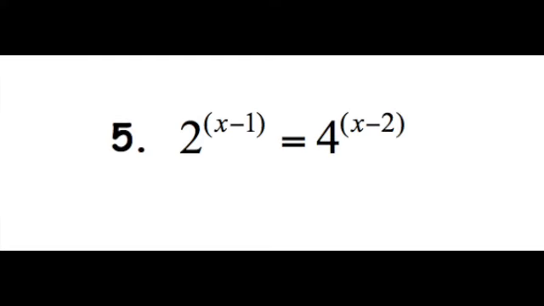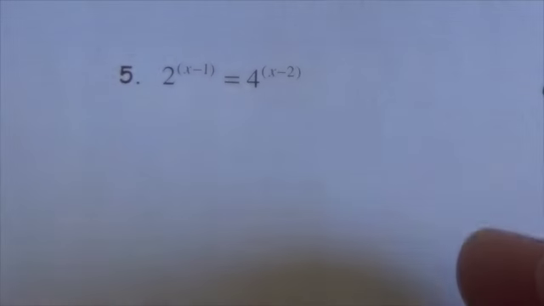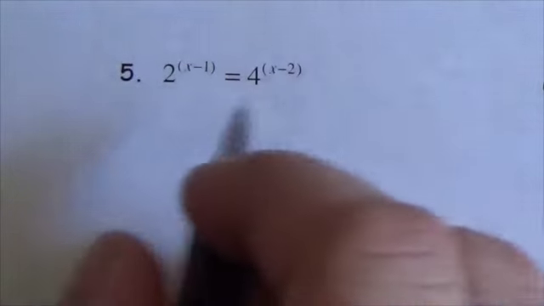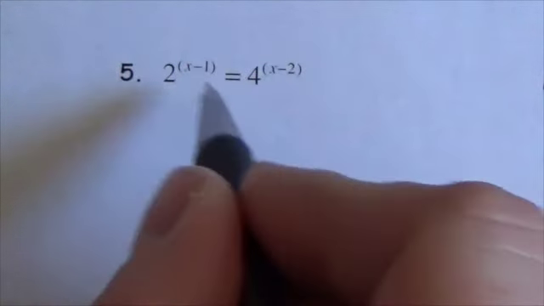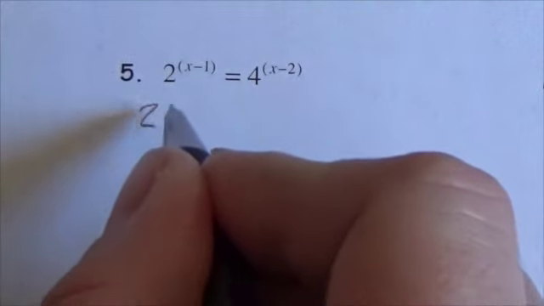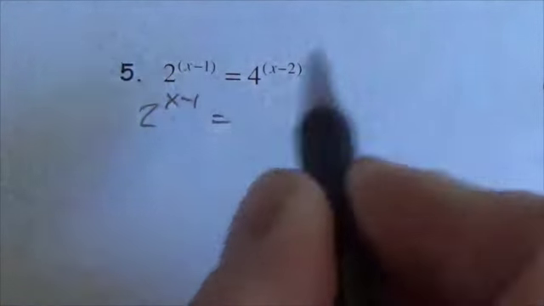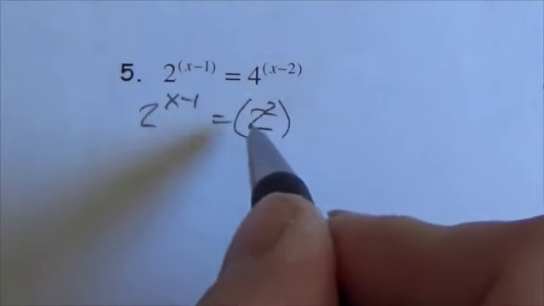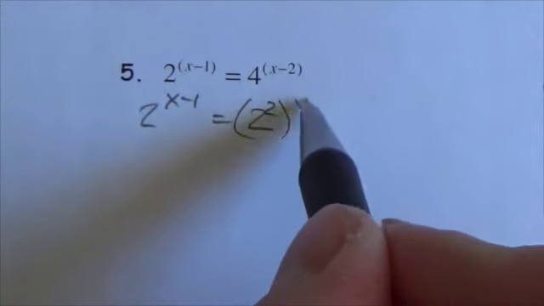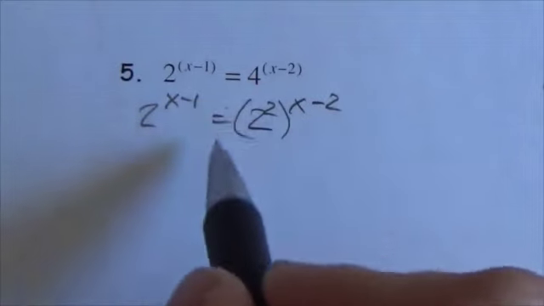2 to the x minus 1 is equal to 4 to the x minus 2. All right, now this question is just slightly more involved than the previous question, simply because we've got binomial exponents on both sides here. Again, when I look at the bases though, I can see that the common base is going to be 2. So 4 can be rewritten as 2 squared, and this is still 4 to the x minus 2, so it'll be 4 here, again, to the x minus 2.